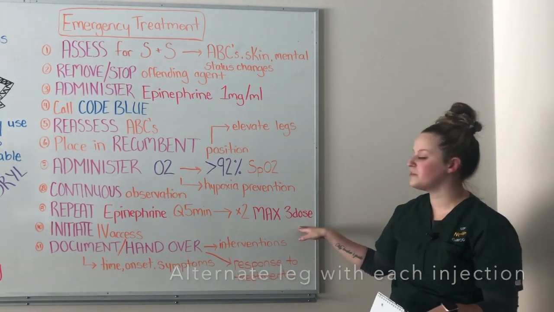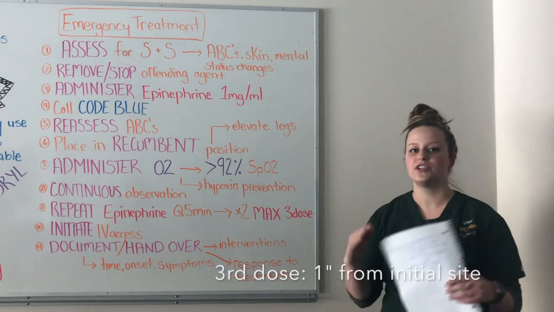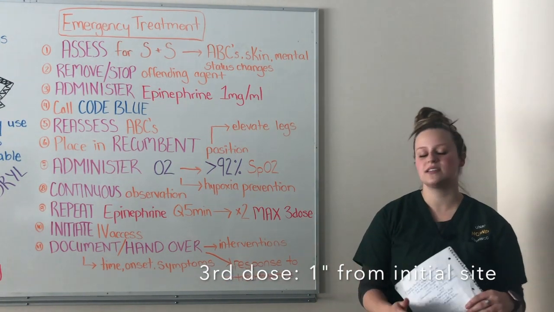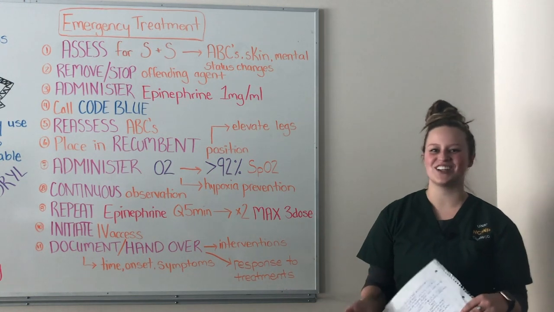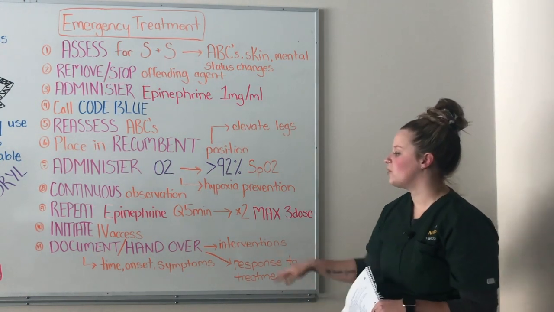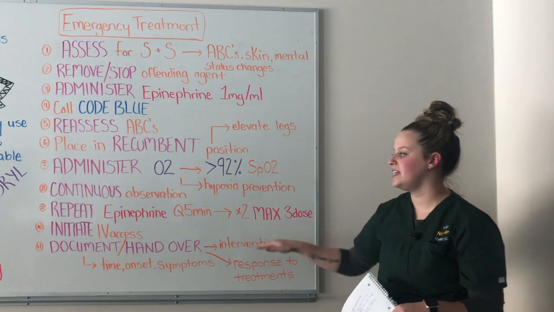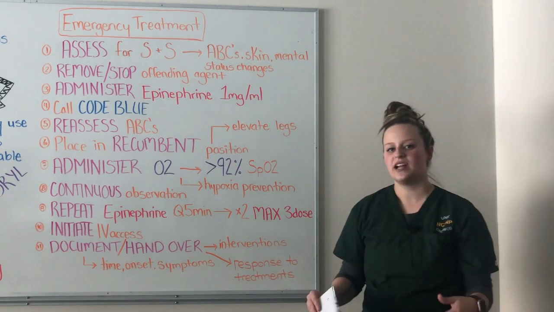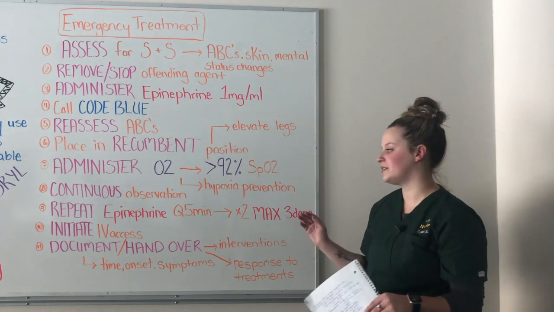to have a max of 3 doses of epi. Once you reach that max of epi, continuous monitoring until the code team comes. Once we've given that, we're going to try and get an IV access. So with an IV access, we're trying to give them fluids.